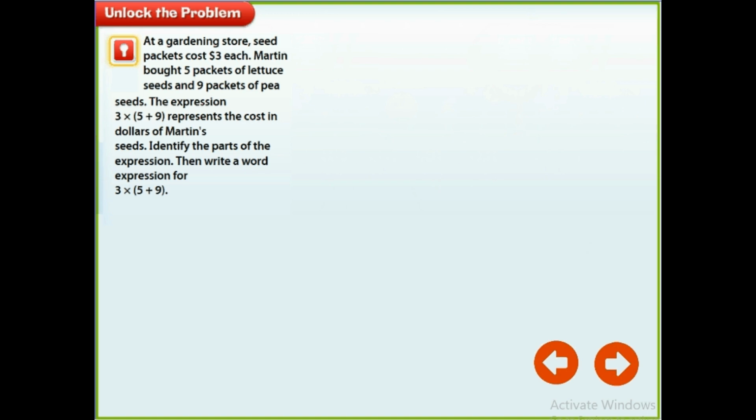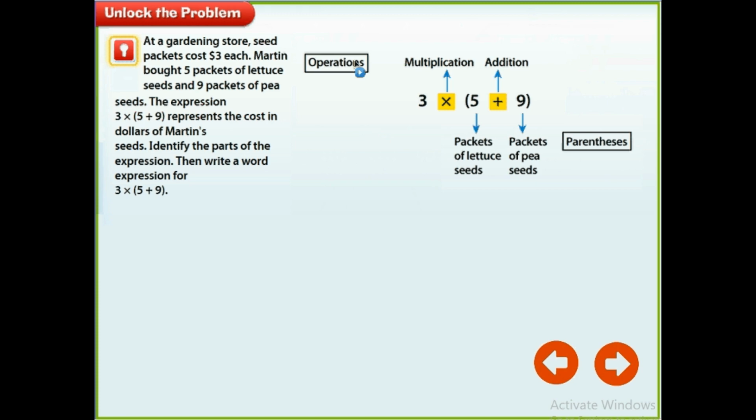First, let's identify the parts of the expression, then write the expression using words. Let's begin by identifying the operations in the expression. The operations in the expression are multiplication and addition. Now let's look at the part of the expression in parentheses. The part in parentheses shows the sum of 5 and 9.